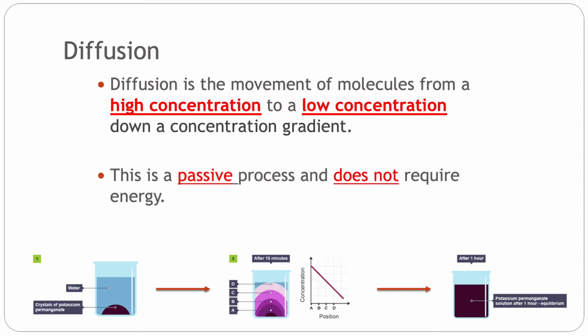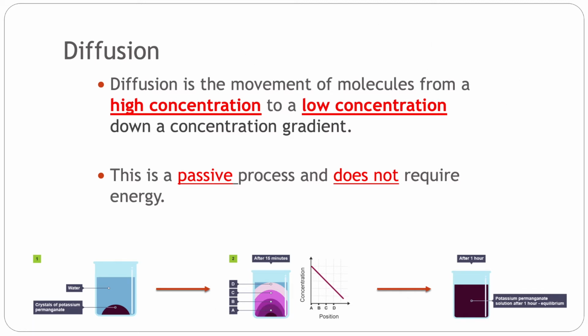So diffusion allows substances to move within a cell from one area to another, as well as allowing materials to enter and leave a cell. Diffusion continues until the concentration of the substances is even throughout. So it needs that concentration gradient. It needs an area of high concentration and an area of low concentration in order for there to be movement. Once the concentrations are equal in the 2 areas, the process will stop.